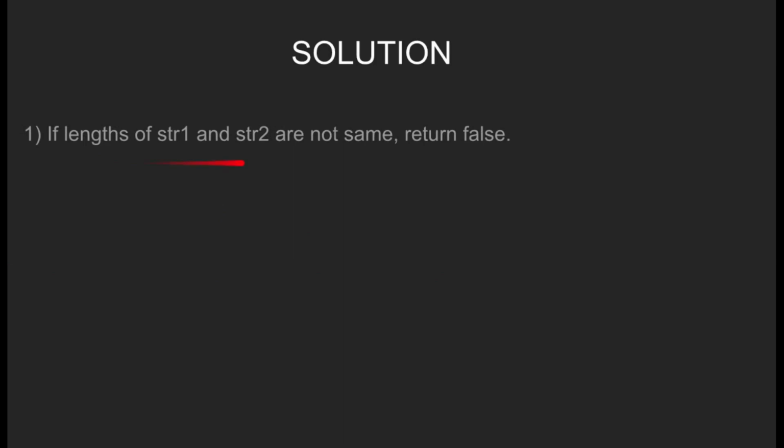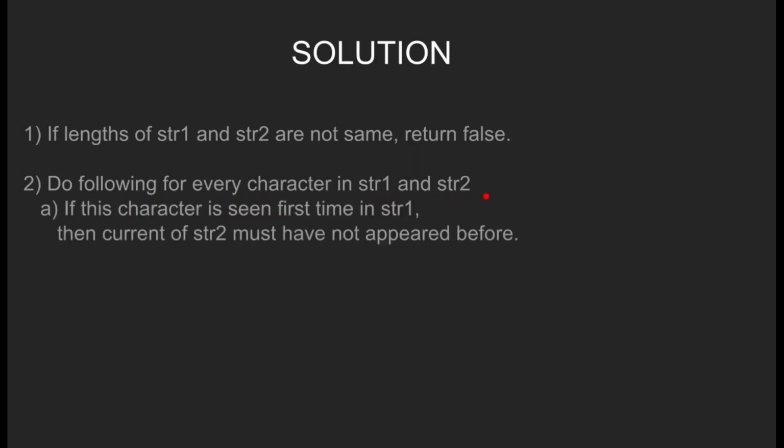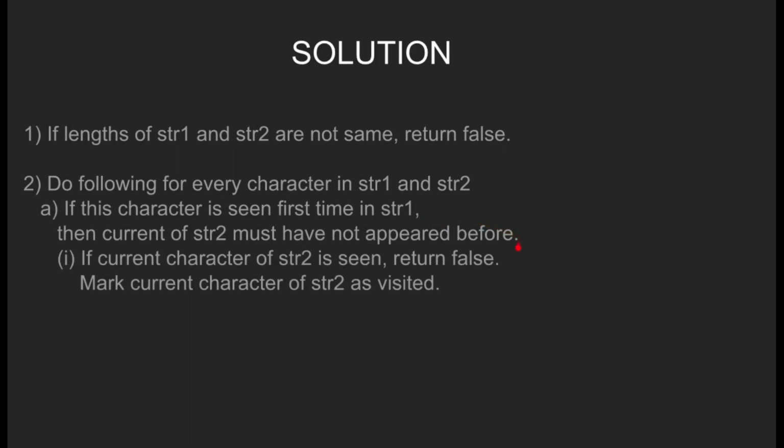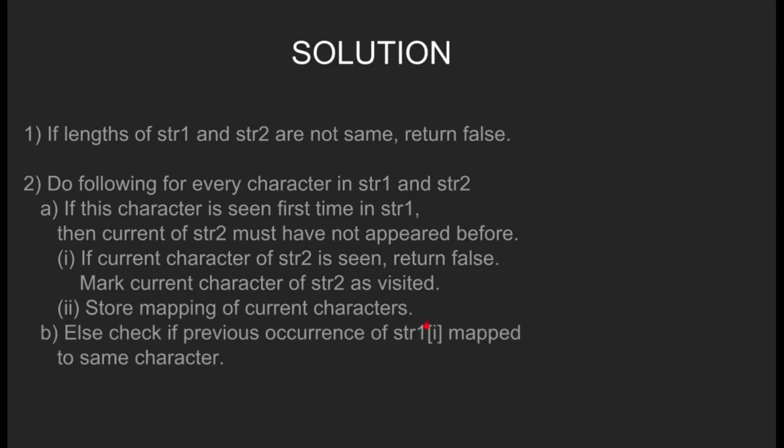First, if lengths of string 1 and string 2 are not same, return false. Second, do following for every character in string 1 and string 2. If the character is seen the first time in string 1, then current character of string 2 must have not appeared before. Check if the current character of string 2 is seen, return false. Mark the current character of string 2 as visited. Then store the mapping of current characters. Else, check if the previous occurrence of string 1 I is mapped to the same character.